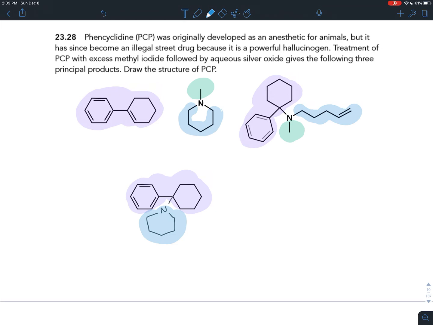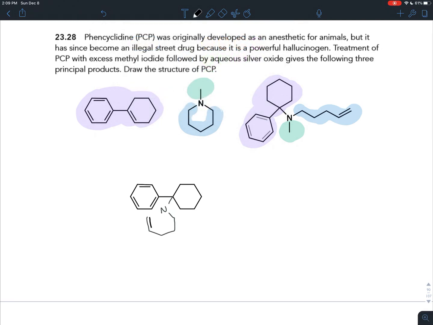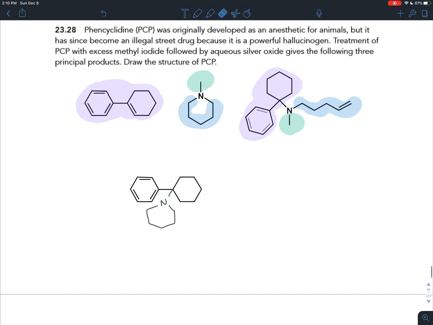And so, to get this product, to get this one on the right, you could see how this can act as a leaving group. It can leave that molecule and leave a pi bond behind. And that's how they get this product here. So if it leaves that chain itself, then you get that product. But originally, it looked like this. And so that is the structure for PCP.